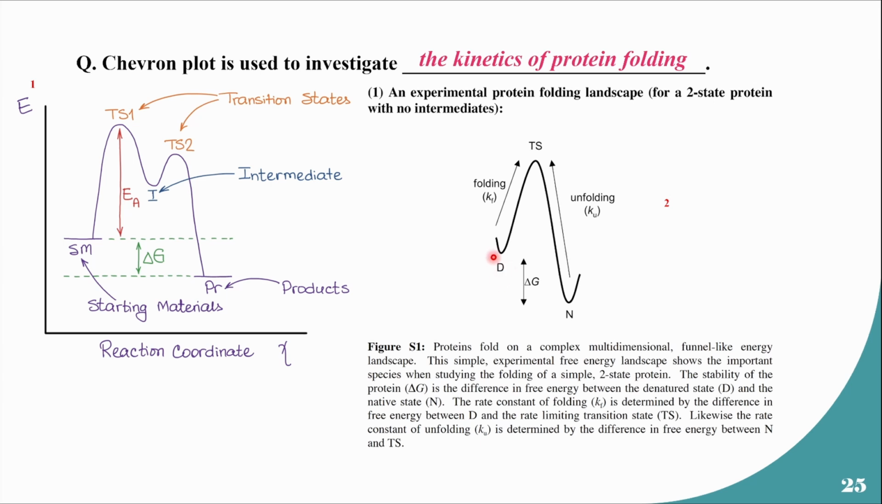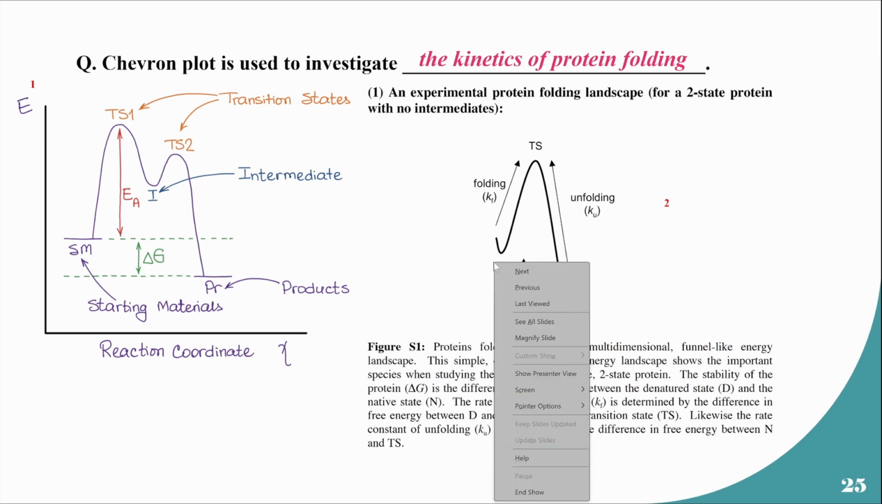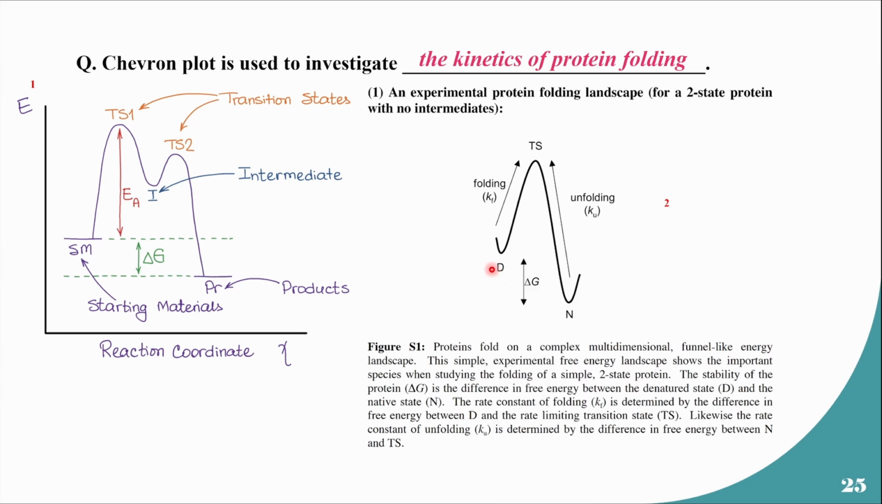One, we can see here this D, that is basically the denatured state or the unfolded state. Another thing we can see here is something called N. So this is the native state. Okay. So it is saying that it is a two-state protein folding experiment or folding landscape with only one unfolded or denatured state and one native state or folded state. We'll see some delta G or energy differences between those two states.